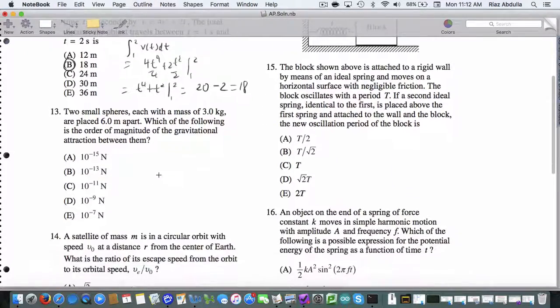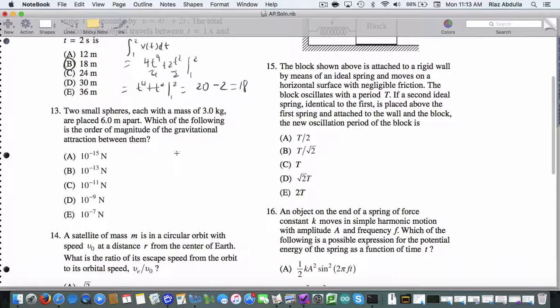Now here, we want the order of magnitude. That's the power of 10 that the force has after you multiply it out. So here's what I mean.